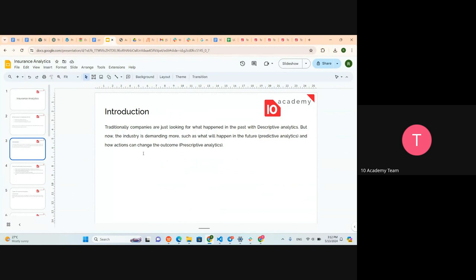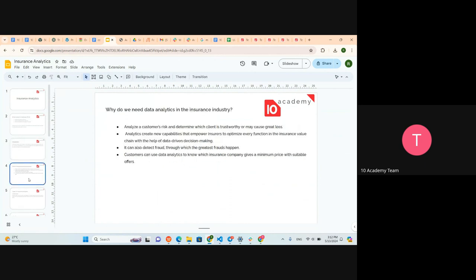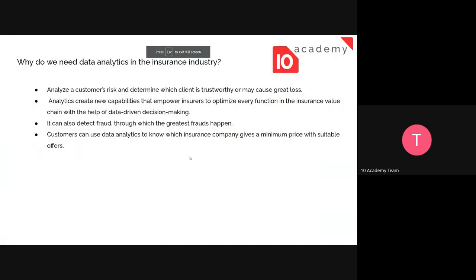So now we're trying to go further than descriptive analytics and also do some predictive and prescriptive analysis. We're going to see what they mean. So why do we need analytics in the insurance industry?